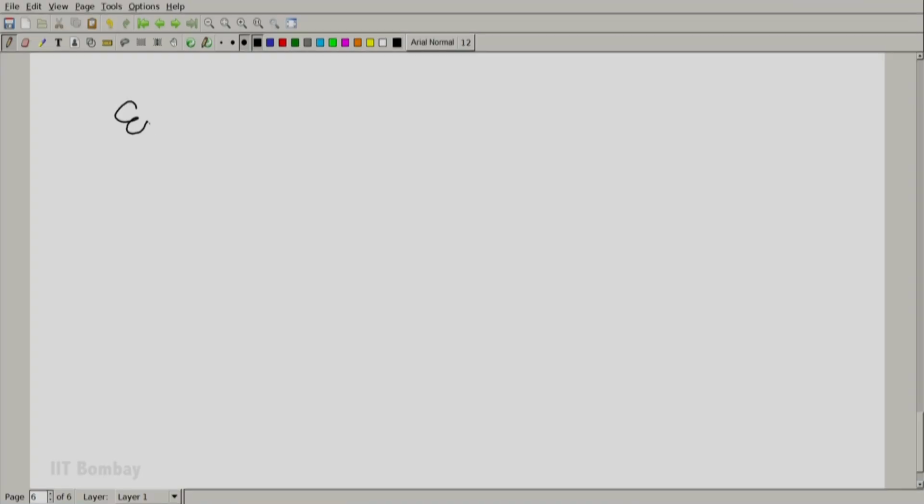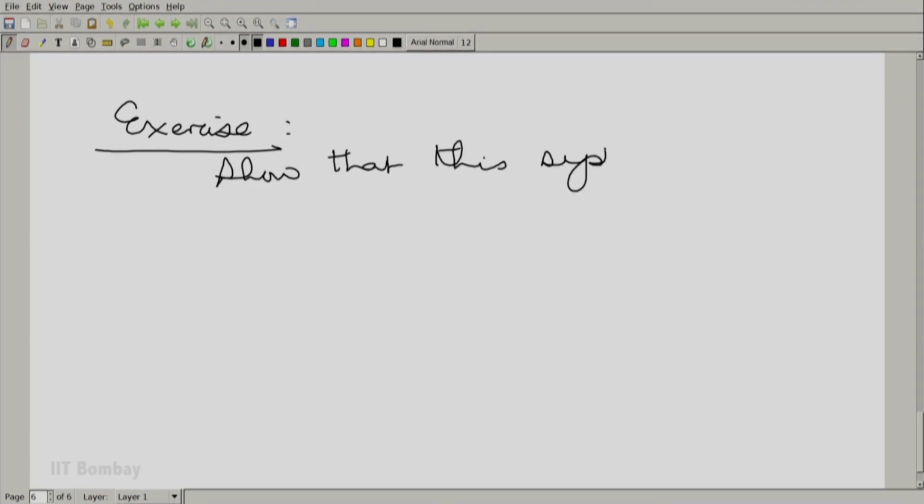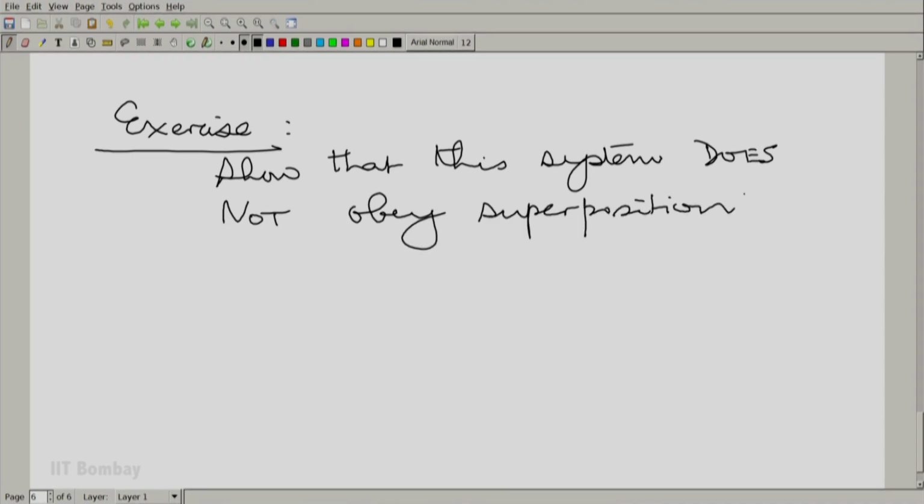You will notice that this is very like that DC offset that we had in our system description. And I leave it to you as an exercise. Let me write that exercise down for you. Show that this system does not obey superposition. Now, let us ask the other question of this system. Is it shift invariant? Let us try to answer the question informally.